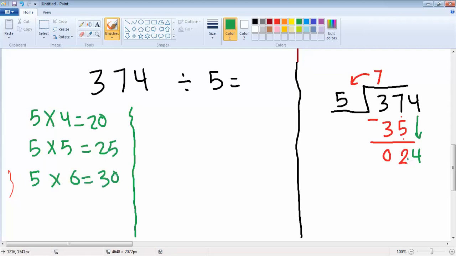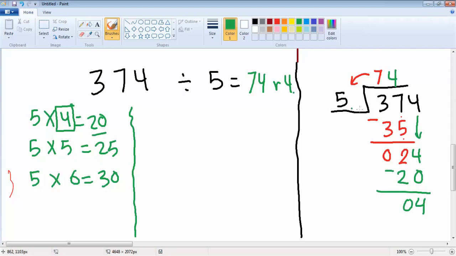So we need to find out what number times 5 is equal to 24, or a number close to 24, but not bigger than 24. Can we choose 25? No. Can we choose 20? Yeah. So what number times 5 to get 20? It's 4. Write 4 on the top and then write 20 down here. Subtract that. We will put down 4 and 0. So the answer will be 74 and remainder 4. Thank you, Tolu.